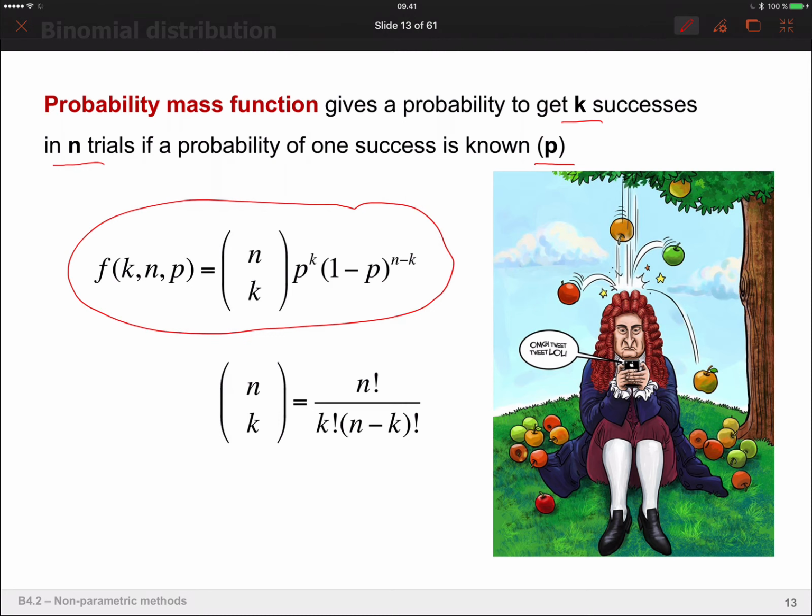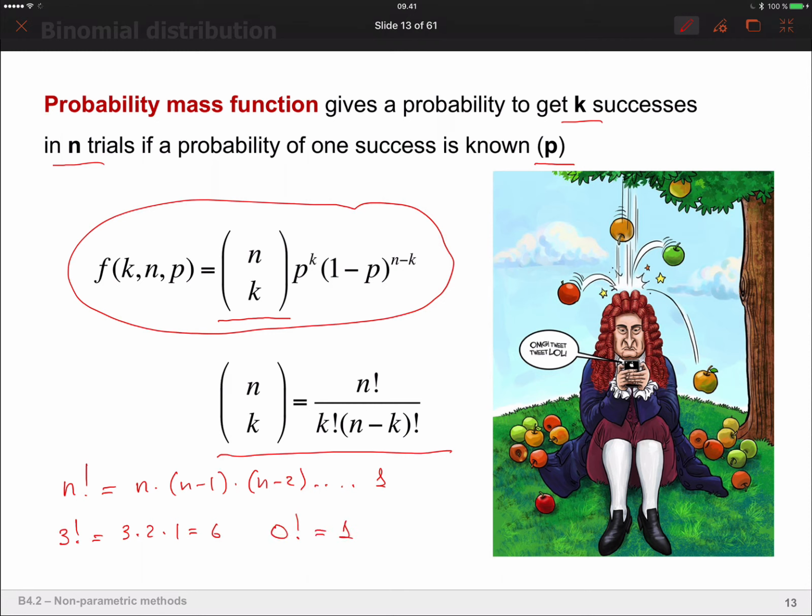This little thing in square brackets is called the binomial coefficient. This is how to calculate it. And if you forgot or don't know what this exclamation mark means, it's called factorial. For example, n factorial is n times n minus 1 times n minus 2 and then up to 1. Okay. For example, if you have 3 factorial, it means 3 times 2 times 1, which is 6. Okay. And then 0 factorial is always 1.